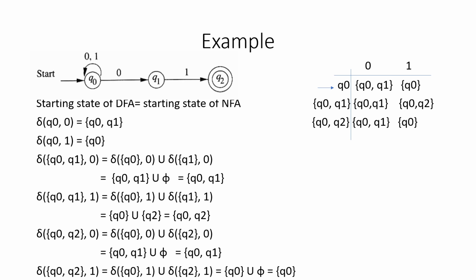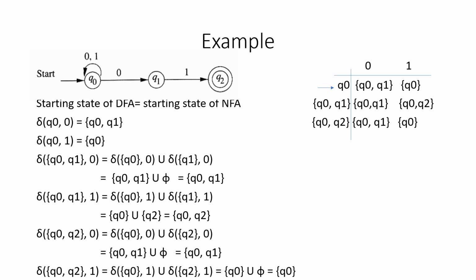So what is the summarization of this algorithm? You have to begin the computation from the starting state of the NFA, because the starting state of the DFA is equivalent to the starting state of the NFA. You have to apply the transition function for every input symbol present in the given NFA. After applying the transition, if the answer gives a new state, you have to repeat the process until we get no new state, right?